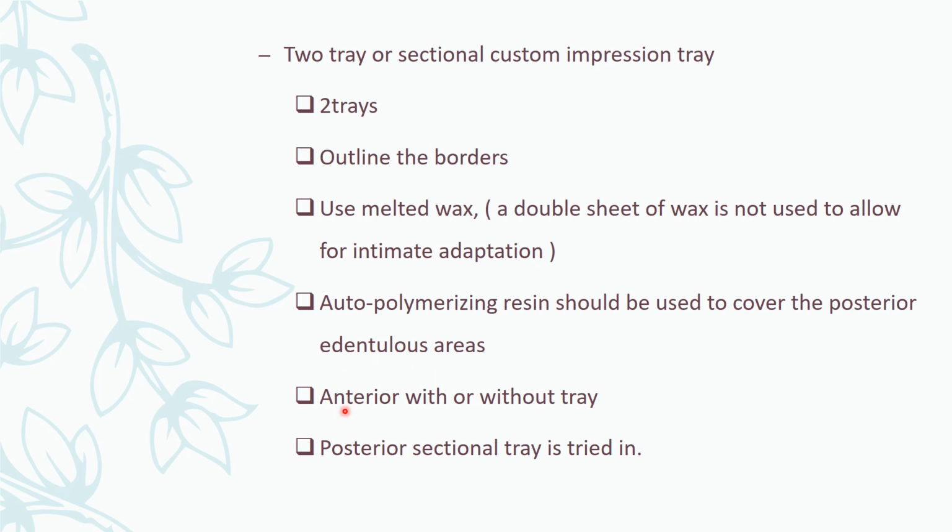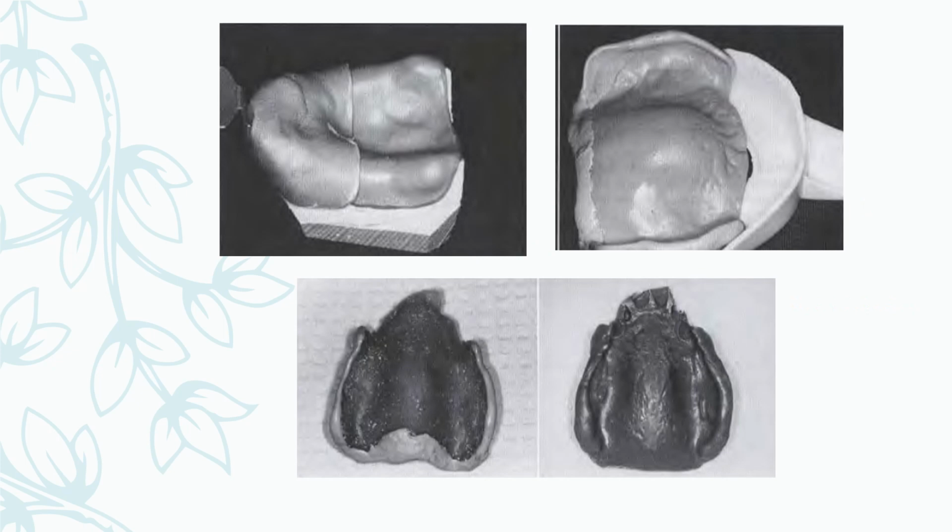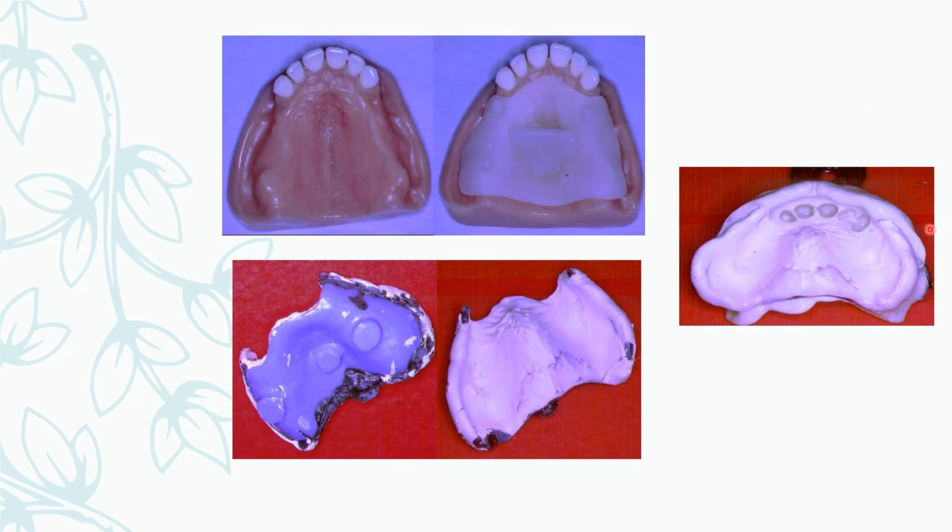Okay, so anterior can be done with or without the tray. Posterior sectional tray is tried in. You'll understand better when I show you. So this is the anterior tray, the posterior tray. It can be tried in with or without. You can see this is without the anterior impression, this is with the anterior impression. It's taken with the help of this tray. So these are the two trays which are used instead of this full tray.